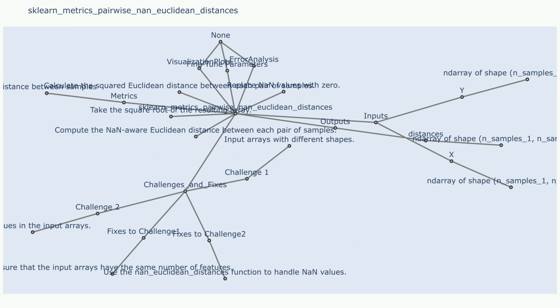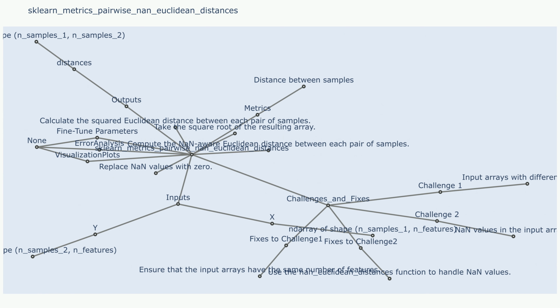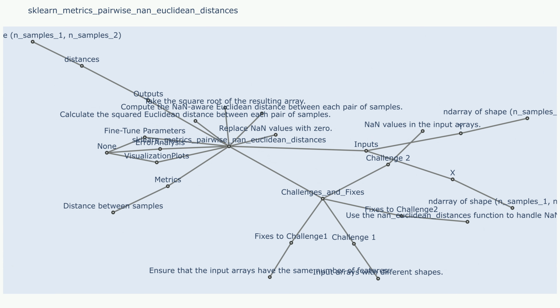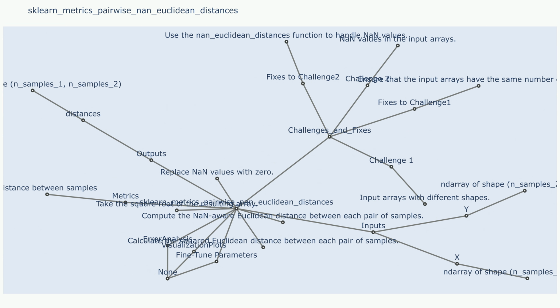Inputs: X, an array of vectors with shape n_samples_1, n_features. Each row represents a vector. It can contain NaN values. Y, an array of vectors with shape n_samples_2, n_features. Each row represents a vector. It can contain NaN values. Outputs: distances, a distance matrix with shape n_samples_1, n_samples_2. Each element represents the Euclidean distance between the corresponding vectors in X and Y.